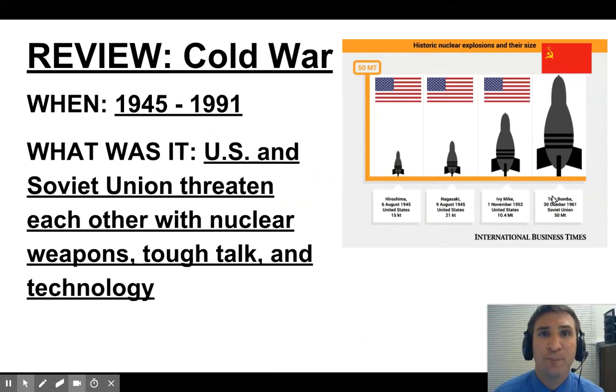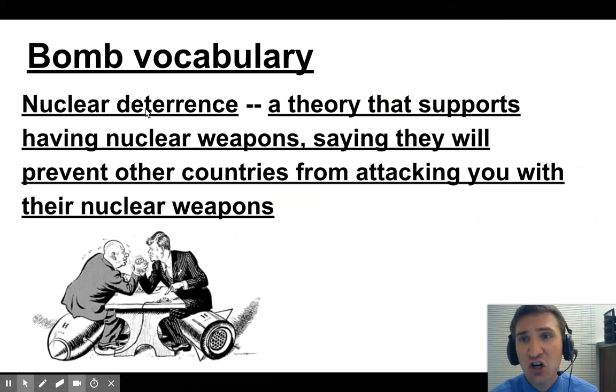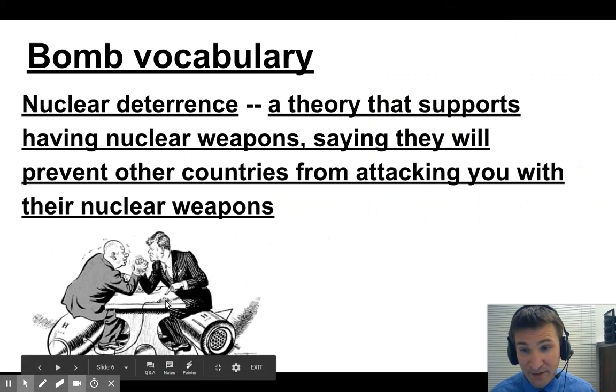Let's talk about some bomb vocabulary. Nuclear deterrence. Deter means to stop. This phrase is a theory that supports having nuclear weapons, saying that they will prevent other countries from attacking you with their nuclear weapons. So as long as you have nuclear weapons, you're good, because no one wants to start a nuclear war. If this man presses this button, he's going to explode himself too.